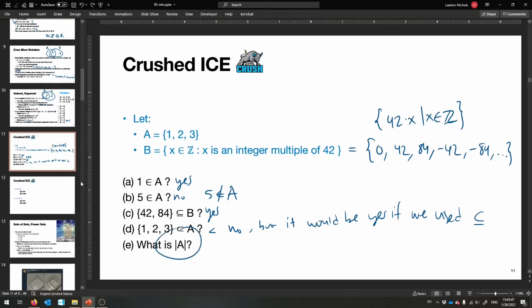And then finally, what's the cardinality of A? How many elements are in the set A? The answer is 3. Yes, the number of elements in A is 3. Hopefully that wasn't too bad, and hopefully all these definitions are now making sense, now that you've given them a shot yourself. Okay, more stuff.